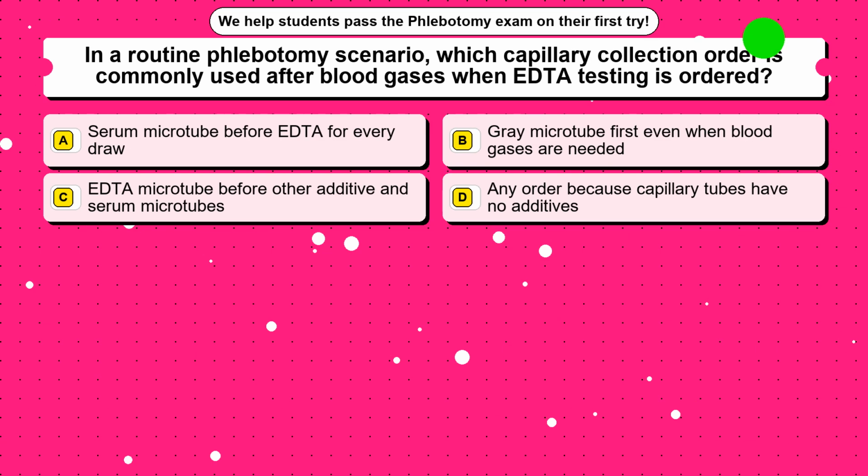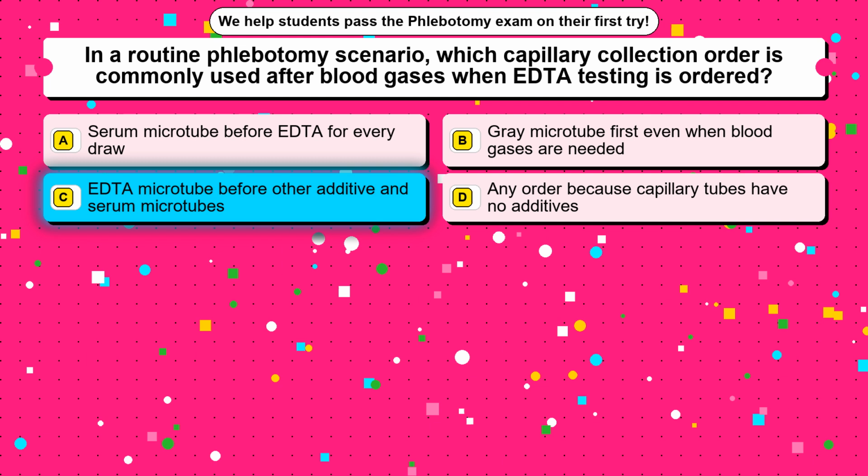Question 55. In a routine phlebotomy scenario, which capillary collection order is commonly used after blood gases when EDTA testing is ordered? Option A, serum microtube before EDTA for every draw. Option B, gray microtube first even when blood gases are needed. Option C, EDTA microtube before other additive and serum microtubes. Option D. Any order because capillary tubes have no additives. The correct answer is option C, EDTA microtube before other additive and serum microtubes.